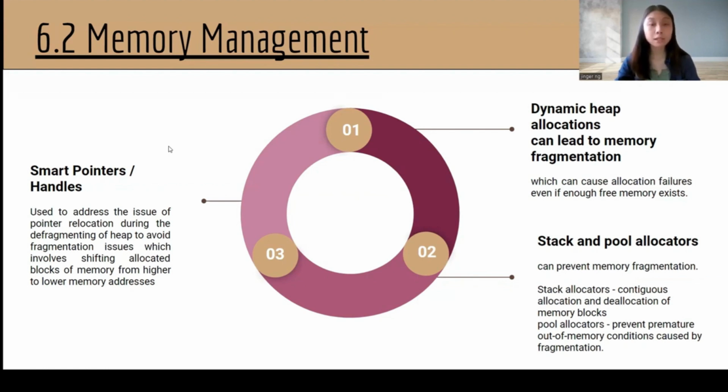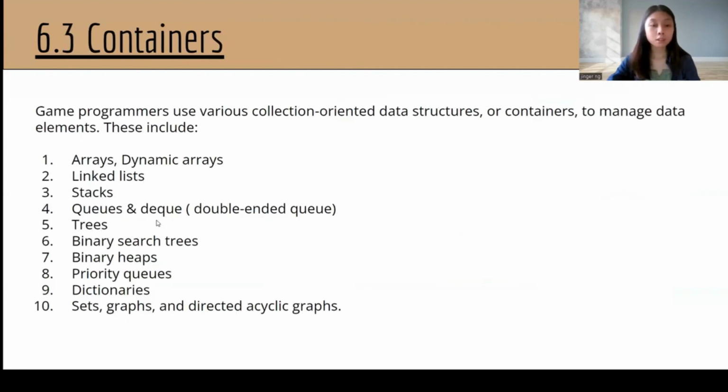And next, smart pointers or handles can be used to address the issue of pointer relocation during the defragmentation of the heap. There are various collection-oriented data structures or containers that help to manage the data elements. This includes the array, dynamic array, linked list, stack, queue, tree, heap, dictionary, set, and graph.